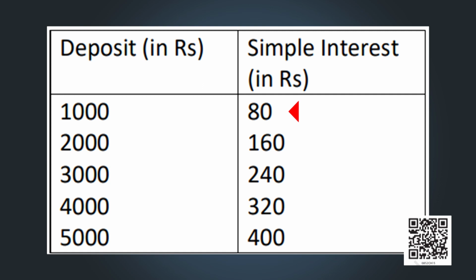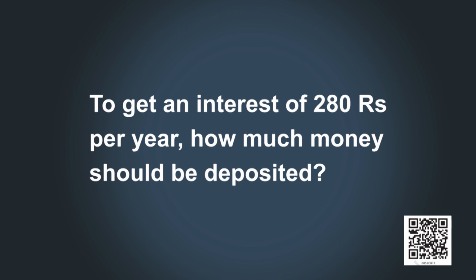A bank gives annual interest on deposits. On deposition of 1000 rupees, interest will be 80 rupees. For 2000 rupees, 160 rupees of interest. For 3000 rupees, 240 rupees. For 4000 rupees, 320 rupees. For 5000 rupees, 400 rupees. To get an interest of 280 rupees per year, how much money should be deposited?